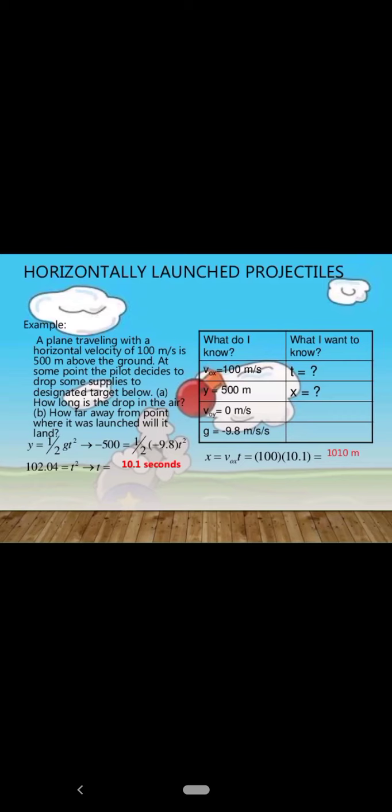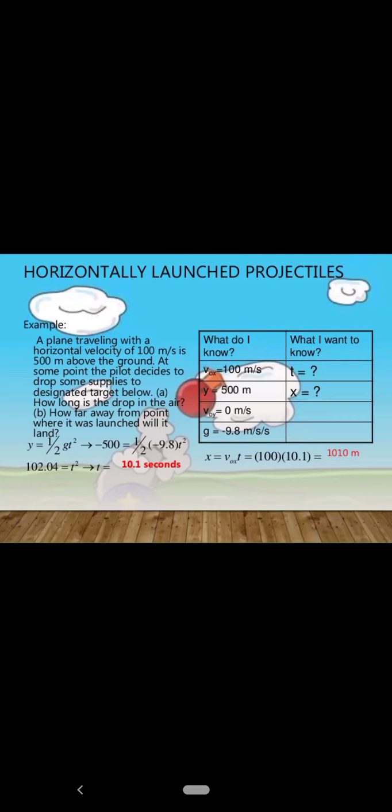Now we consider an example of a horizontally launched projectile. A plane is traveling with a horizontal velocity of 100 meters per second, 500 meters above the ground. At some point, the pilot decides to drop some supplies to designated targets below. A. How long is the drop in the air? B. How far away from the point where it was launched will it land?